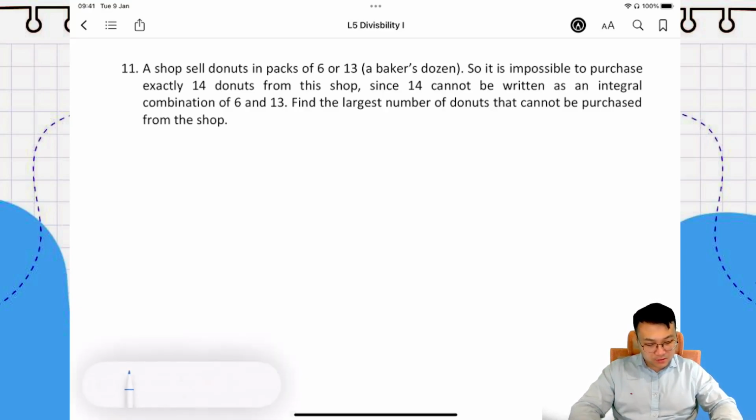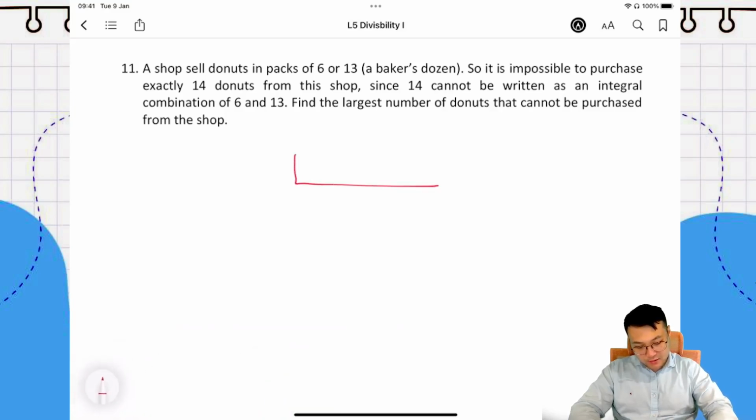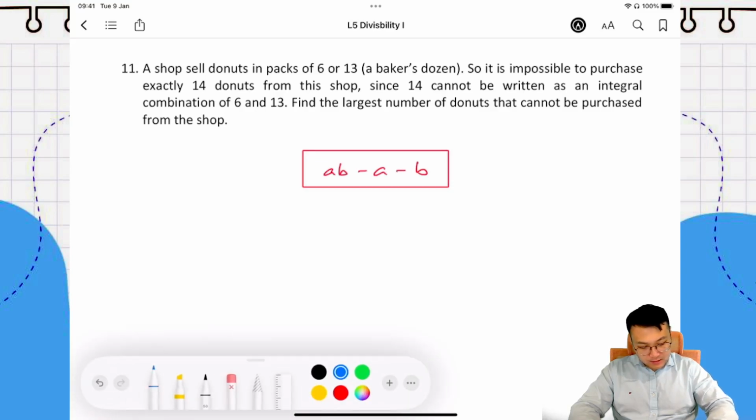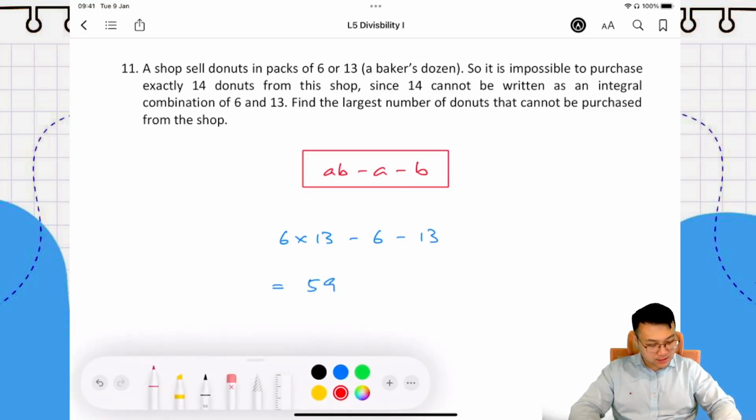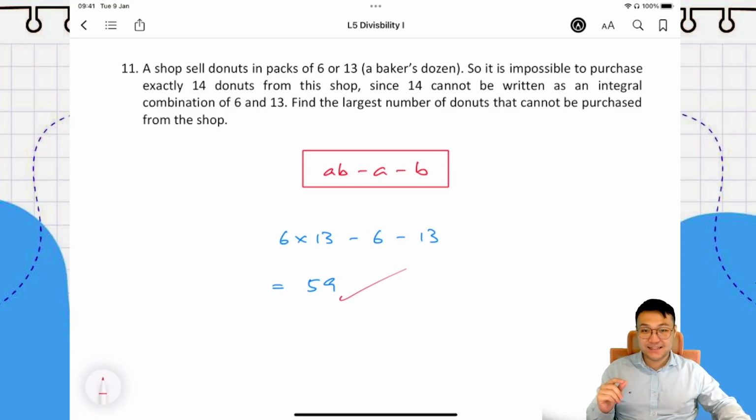Let me teach you something, students. Whenever you come across such a question, use this formula: A times B minus A minus B. And you will straight away get 59. That is already the answer. 30 seconds. There's a secret technique to solve this question. AB minus A minus B.